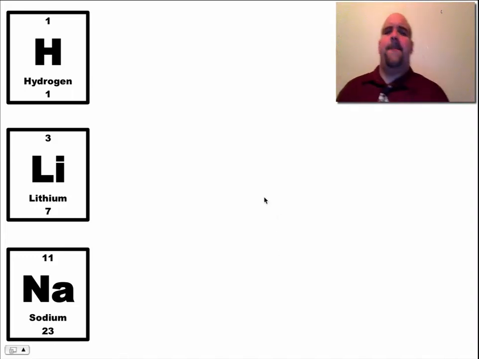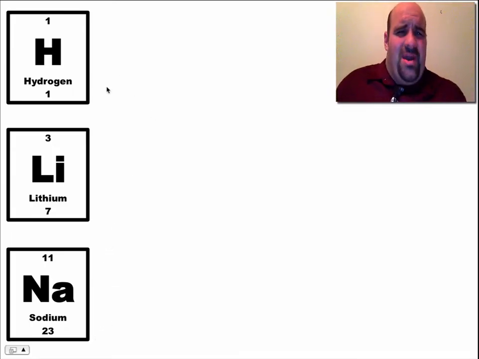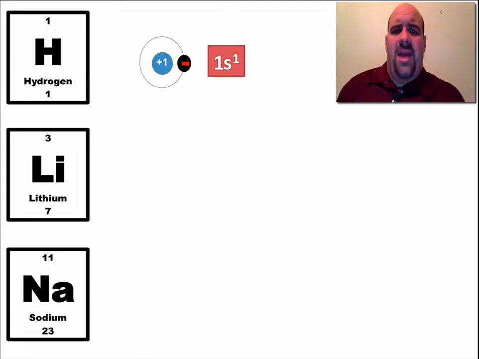So now we're going to look at some trends. And right here I've drawn the first 3 elements in column 1A going down the periodic table. Hydrogen, lithium, sodium, then potassium, and so on. What we're going to do is draw Bohr diagrams, and we're going to represent the electrons by energy levels in these atoms, and see if we can glean a trend from this. So hydrogen, which has an electron configuration of 1s1, has only 1 electron, and it's in the first energy level, right there. 1s1, 1 electron.